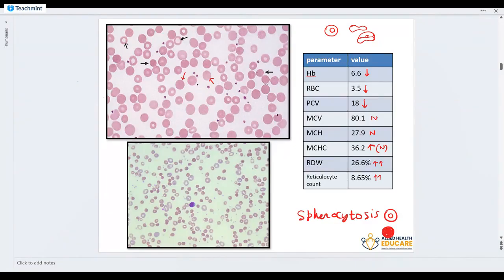These RBCs are called spherocytes, and this is called hereditary spherocytic anemia, or hereditary spherocytosis. What is hereditary spherocytosis? Hereditary spherocytosis means there is a problem in the cytoskeleton of the RBC.